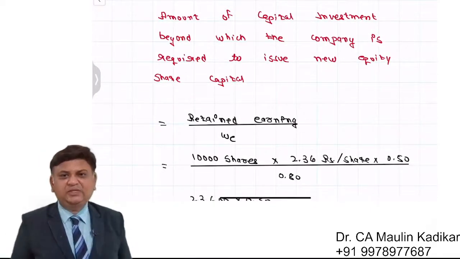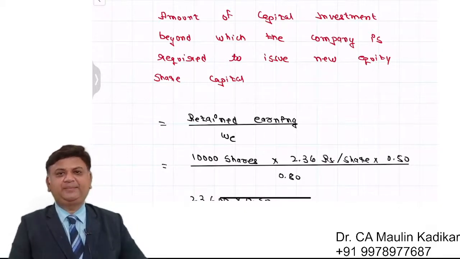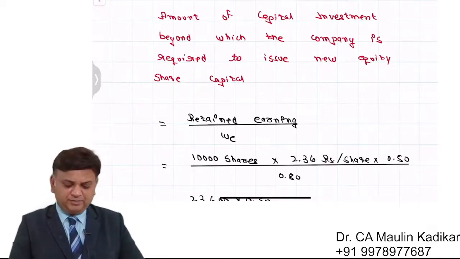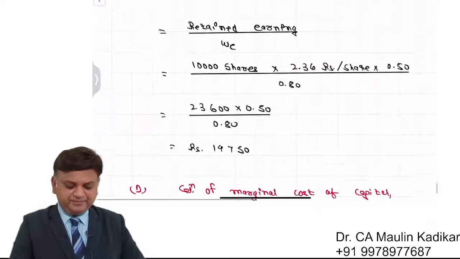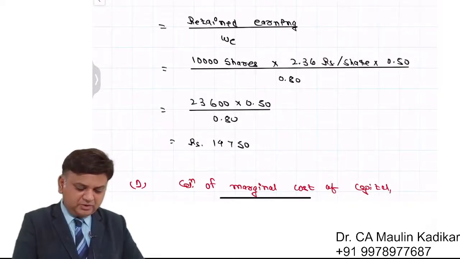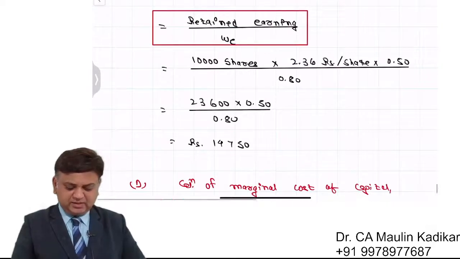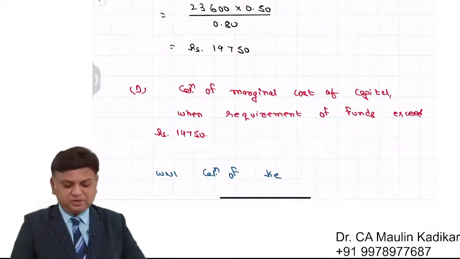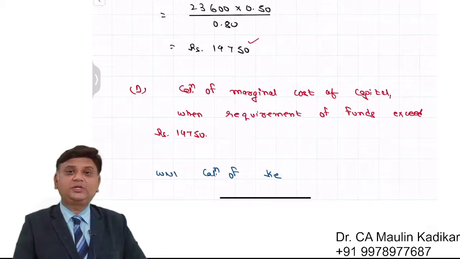The question says further, what is the amount of the capital investment that you can make before the new issue is required to be made. It is retained earning upon weight of equity. Amount of the retained earning is 11,800 divided by 0.8. So beyond this, you have to issue the new equity share capital.